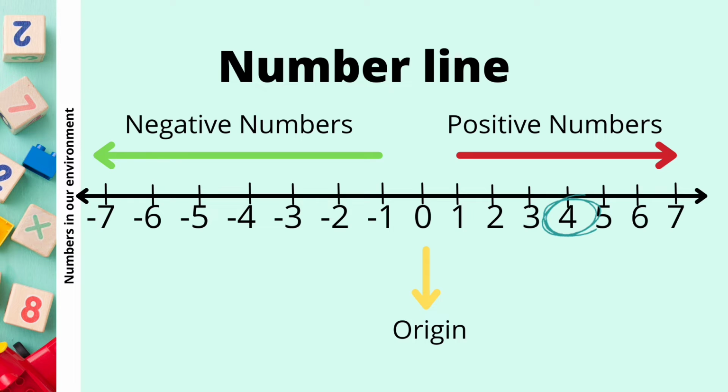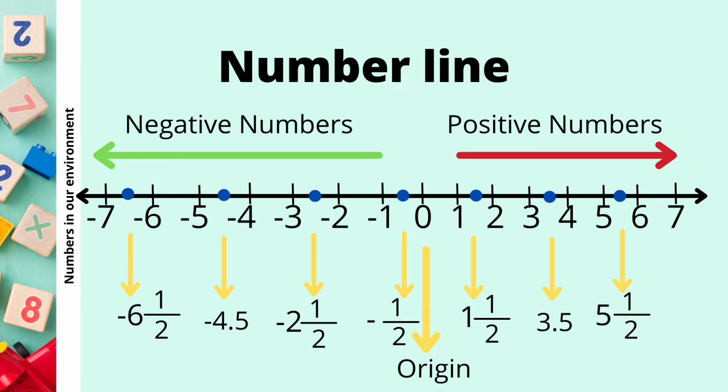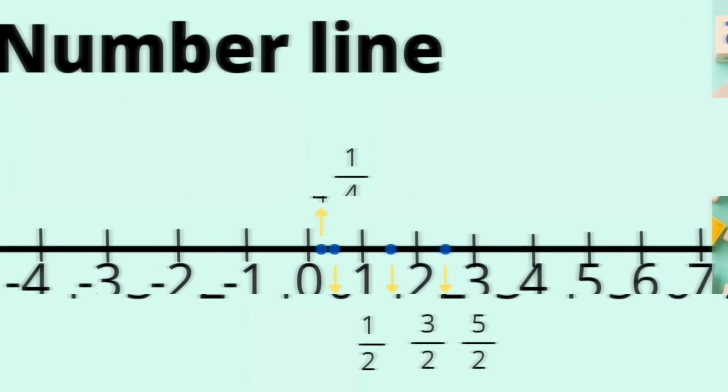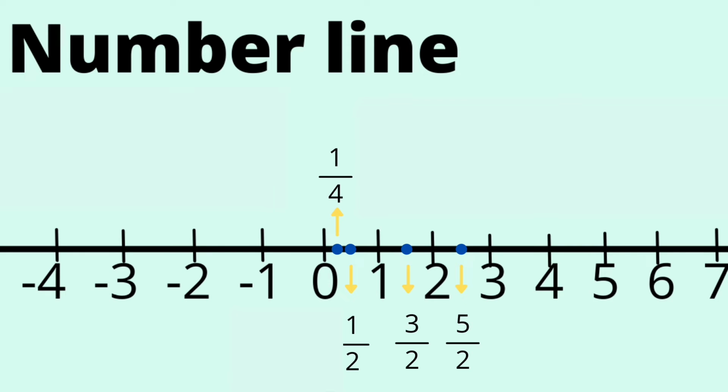Sa bawat gitna ng integers ay may mga fractions na makikita. Sa gitna ng 0 at 1, nandiyan ang 1/2 or 0.5, 1/4 or 0.25. Mauuna muna ang 0.25 sa 0.5. Sa fraction naman, kapag the same ang numerator at iba-iba ang denominator, ang mababang numbers sa denominator ay mas malaki ang value.